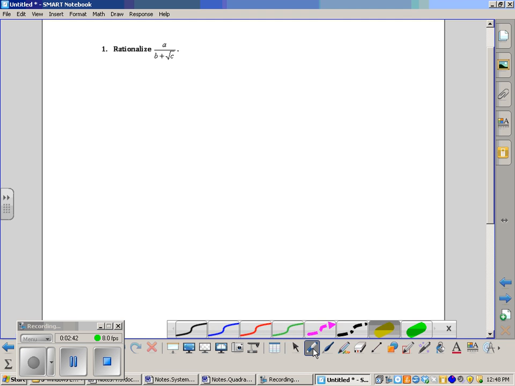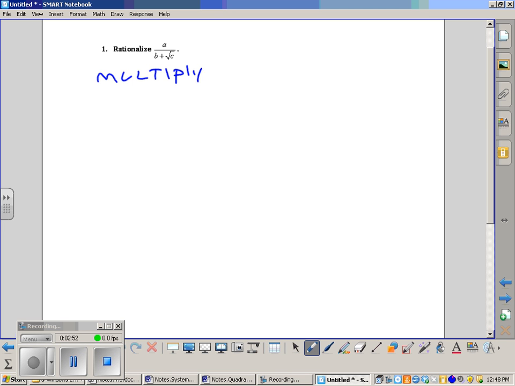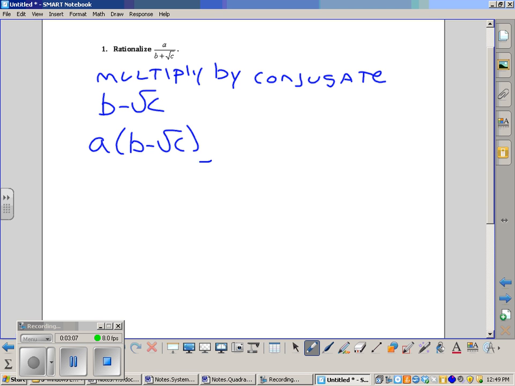Okay, to do this, let me get my favorite color, although navy blue is my favorite color. We need to multiply by the conjugate. That's what the note suggests to do. The conjugate is b minus root c. If you multiply the top by b minus root c and the bottom, you are going to get rid of any vestige of a radical in the denominator.